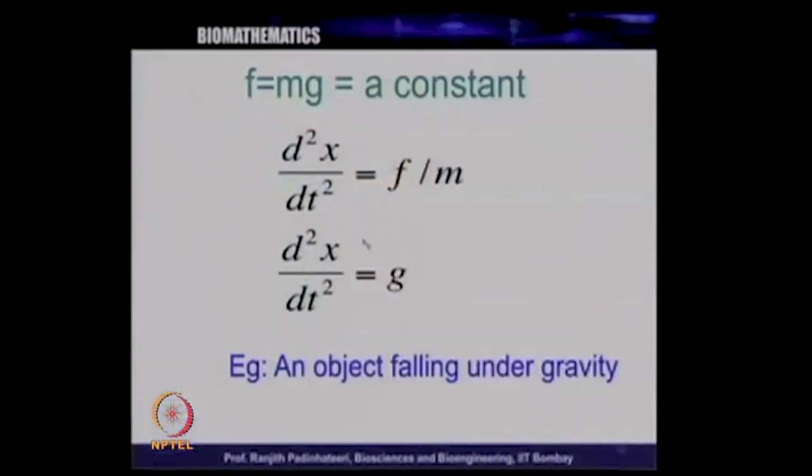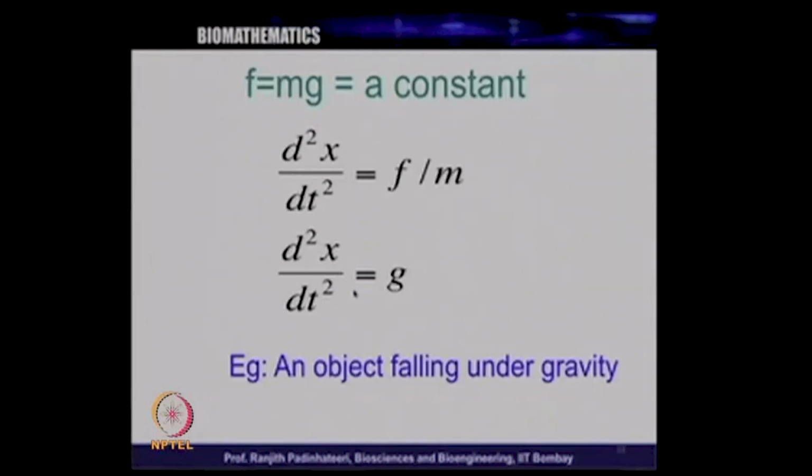And how does this distance vary as a function of time? That is what this equation describes. For example, how does the distance from the ground, or from a fixed point, vary as a function of time when this object is falling? So again, let us look at this equation, d square x by dt square. How does this x, the distance from the earth for this falling object, change with respect to time? That is the question we are asking.